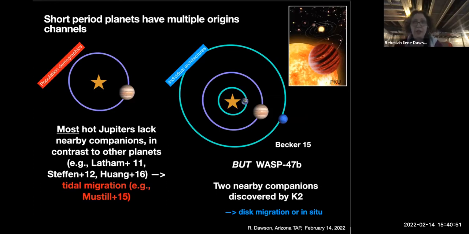From population demographics, particularly from the Kepler mission, which was sensitive to even very low mass nearby planets, we learned that most hot Jupiters lack nearby companions. And this is consistent with what we'd expect from the high eccentricity tidal migration channel. But there are exceptional systems like WASP-47b, which is a close-in hot Jupiter with two little nearby planets. And this system is best explained by disk migration or in-situ formation. This is one piece of evidence to tell us that there are probably multiple origins channels contributing.